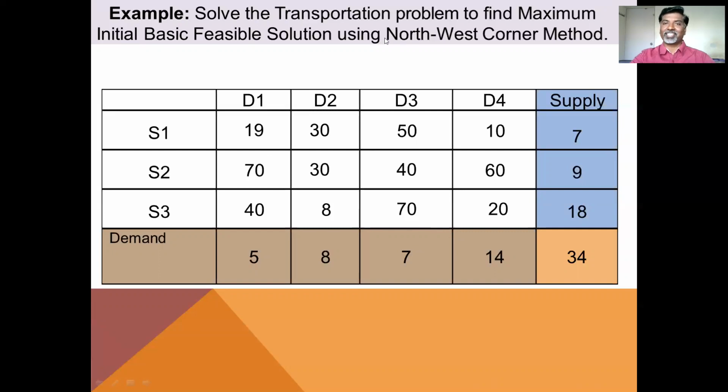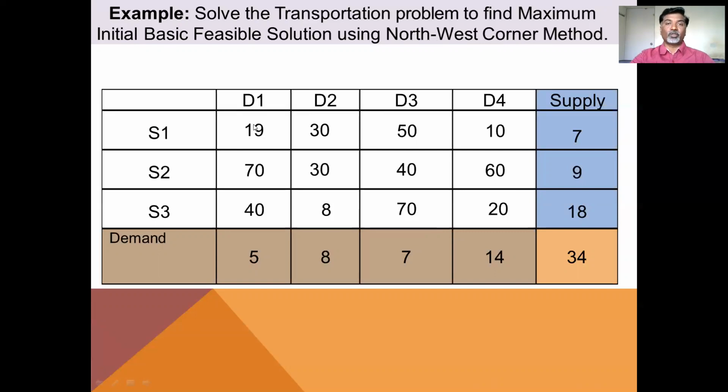Sorry. We are discussing the northwest corner method. So in the northwest corner method, what you have to take into consideration? You have to select the northwest corner of this transportation matrix. So here, this is my northwest corner.